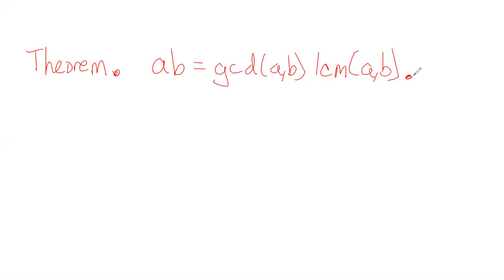Therefore, you could solve for the LCM using the Euclidean algorithm, which will give you the GCD. Any questions about greatest common divisors or least common multiples before we proceed to integer representation?